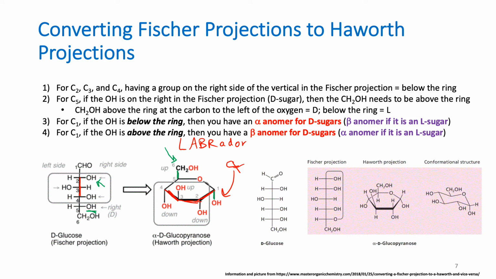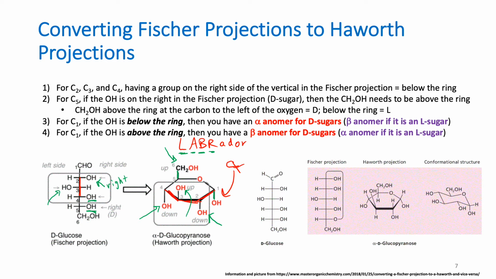According to the Labrador, left is above, so below the ring is going to be right. So this is right, and that OH has to occur below the ring. Do you see that? Also, if you look at carbon 3, that OH is on the left, so according to Labrador, left is going to be above the ring. See that? And then lastly, at carbon 4, the OH is on the right. It's going to be below the ring. So right is below. That's what I use to figure this out.